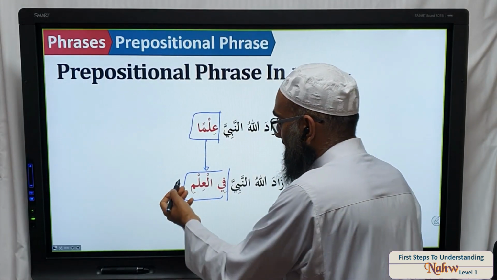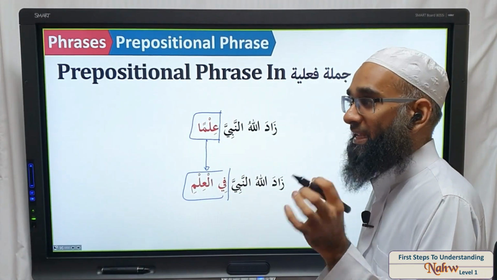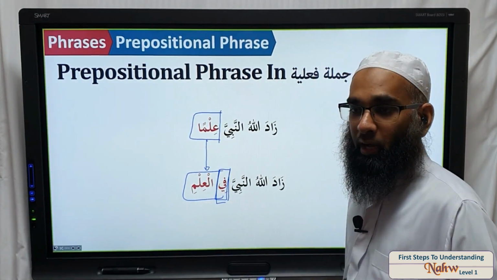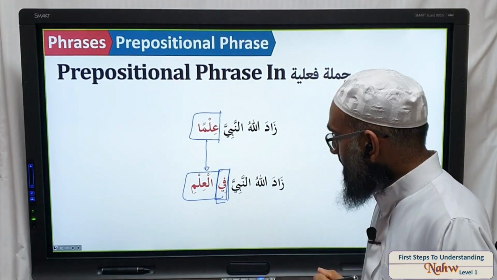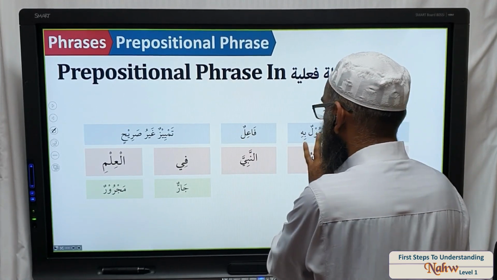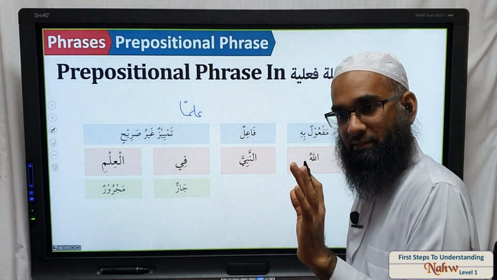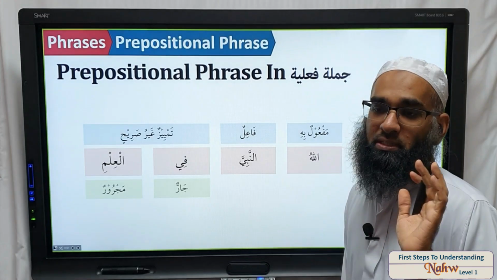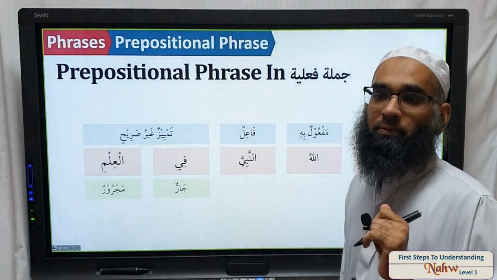So this is called what? Tamyiz, but tamyizun ghayru sarih. The indirect tamyiz, indirect because it uses the means of fi, or harfun jar. You understand? Okay? So we will say here, same structure. If we had it, zadallahu nabiyya ilma, that would become what? Tamyiz. And if it's fil ilmi, it becomes now tamyizun ghayru sarih, the indirect tamyiz using the means of a harfun jar. Understood?